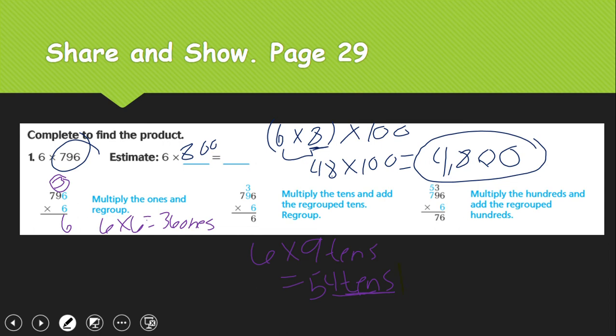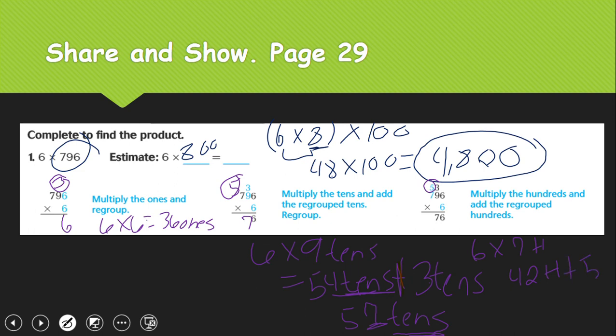So I must add my 3 tens that I regrouped, and then I have 57 tens. Now my 7 goes in my tens, and my 5 goes up in my hundreds. Now we do our last multiplication of 6 times 700. And I'm just going to put an H to make it easier. 6 times 7 is a basic fact of 42 hundreds. And I can't forget to add that 500.